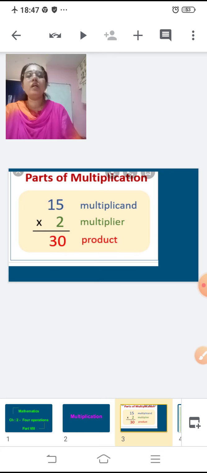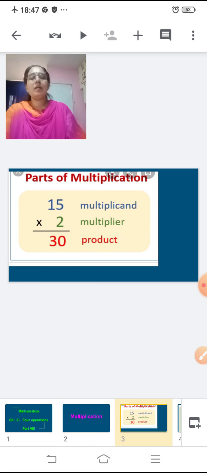The second number, here it is 2, is called the multiplier. That means the number by which we multiply. And the answer, that is 30 here, is called the product. So these things you have to keep in mind. The first number, that is the number to be multiplied, is called the multiplicand. The second number, the number by which we multiply, is called the multiplier, and the answer or the result after multiplying any two numbers is called the product.